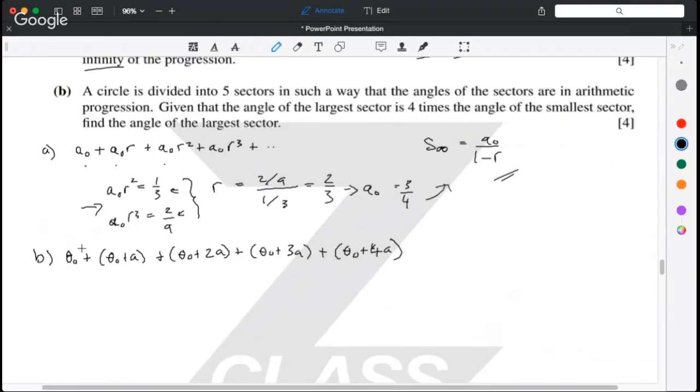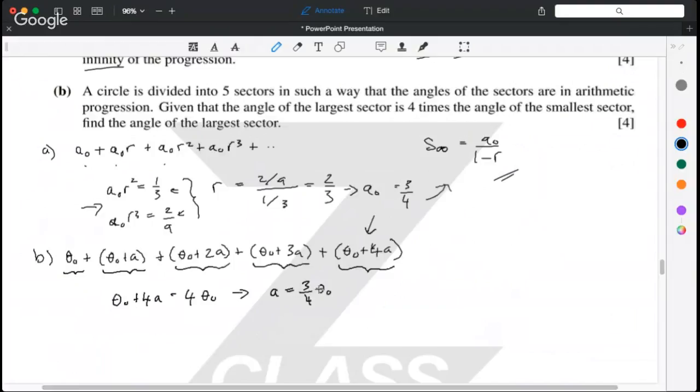Okay, so we're told that the angle of the largest sector, well, each of these is an angle. That's the initial angle. This is the second angle. This is the third, fourth, fifth. So this one's the largest, right? And we're told that that angle, theta naught plus 4a, is 4 times the angle of the smallest sector, which is theta naught. Well, if we just solve, we get that a is equal to 3/4 theta naught, but that's just a step along the way.